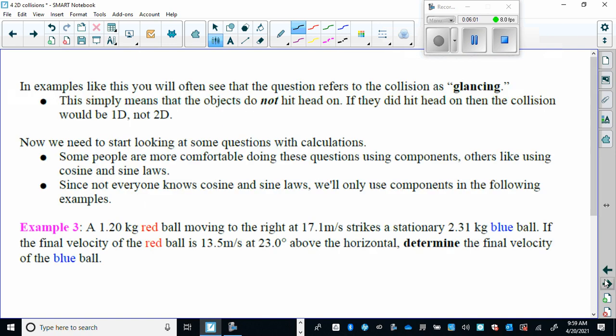Moving on, we've got, okay, you can read your notes there.